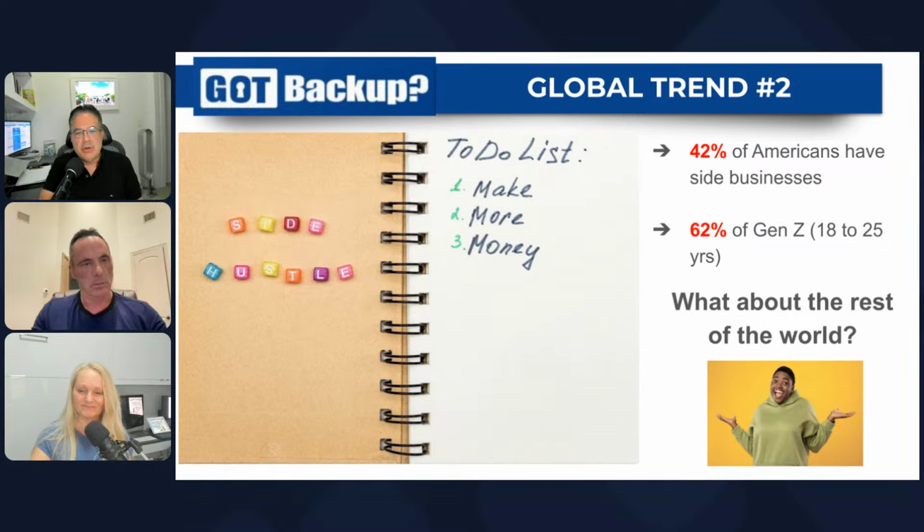And folks, the second trend is making more money. We are looking for ways to make money, but there's only so much time in a day, because many of us, I know in the past, I used to have a job and I was doing this part-time.